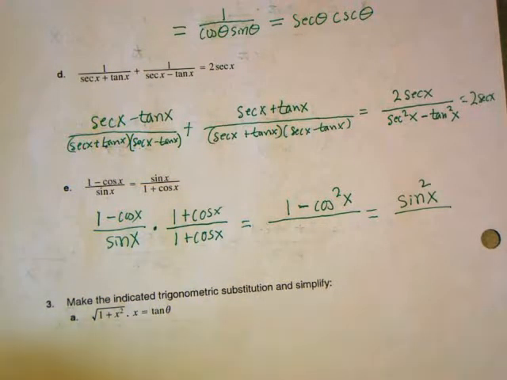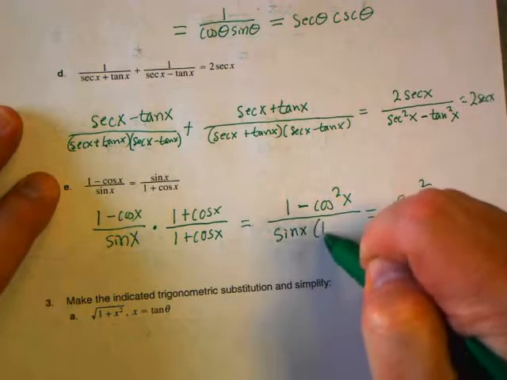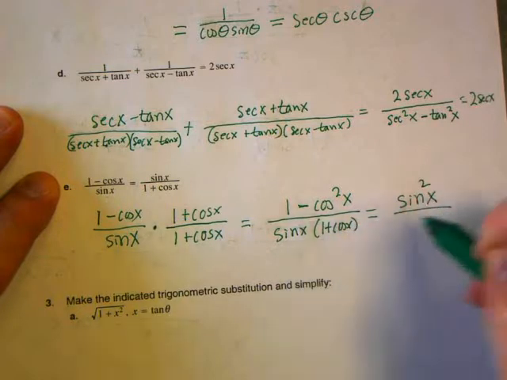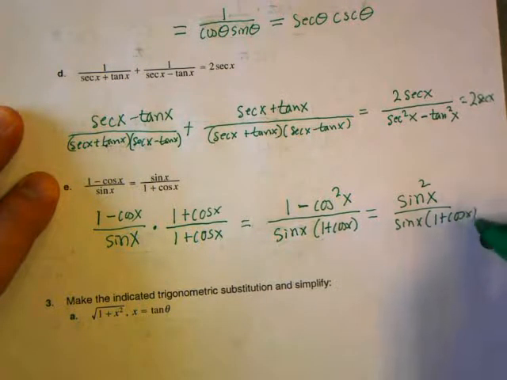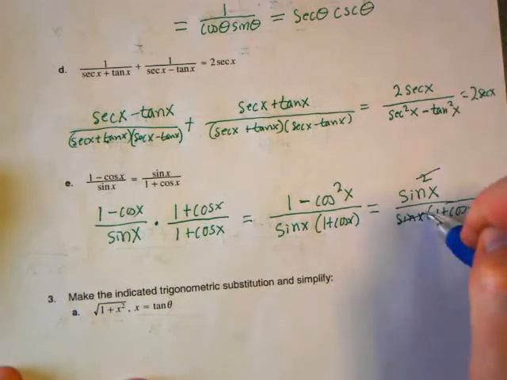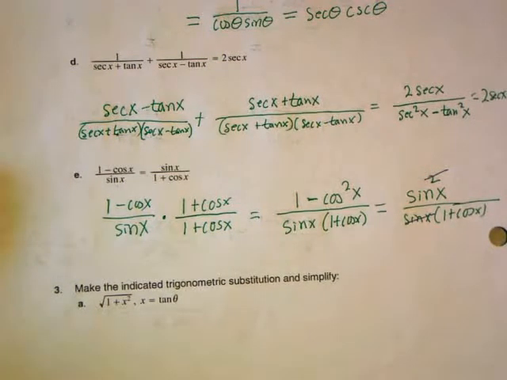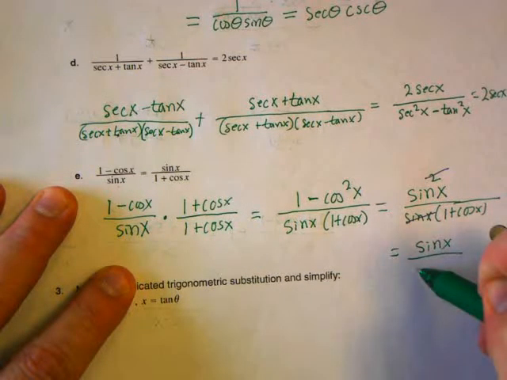We're not done yet. Down on the bottom, I'm just going to leave it alone. I'm going to leave it as sine x times 1 plus cosine x. And then a fairly nice thing happens. What's the fairly nice thing? I can reduce one of the sines on top with one of the sines on bottom. And what am I left with? The answer we were supposed to get.